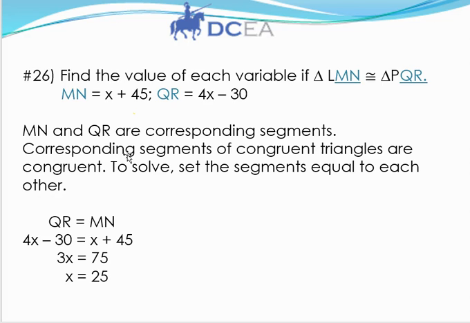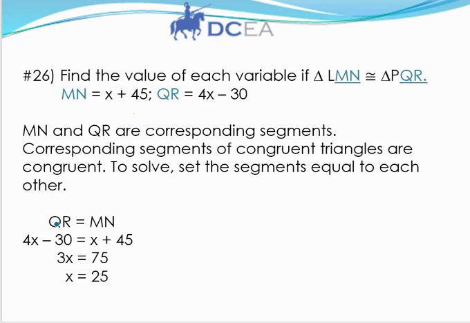Find the value of each variable if triangle LMN is congruent to triangle PQR. MN and QR are corresponding segments. MN equals x plus 45. QR is 4x minus 30. So if they're congruent, all we have to do to solve is set them equal to each other. And I've done that. You don't have to do that yourself, but that's just to give you a visual.